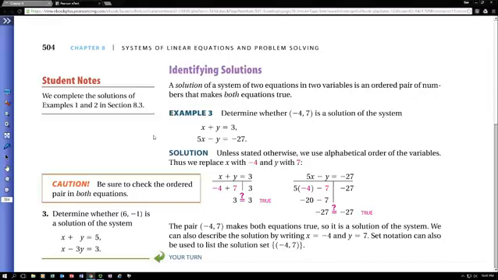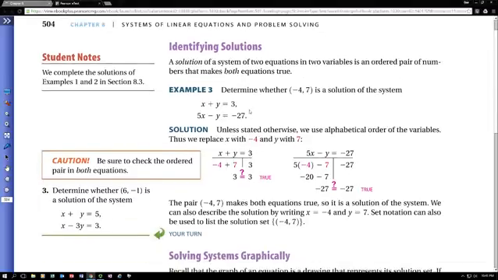They give us an ordered pair of (-4, 7), and they were asking us, is this a solution to the system? Well, if it is a solution, then this ordered pair needs to make this equation x plus y equals 3 true. And it also needs to make this equation 5x minus y equals negative 27 true. And that's what they do here. It's kind of like the check. When I get an ordered pair and I want to make sure it's a solution, they substitute negative 4 in for x, 7 in for y, and they perform the operation to get 3 equals 3.